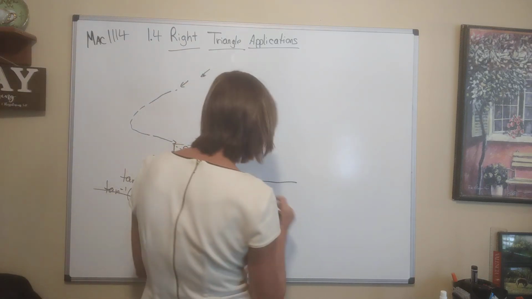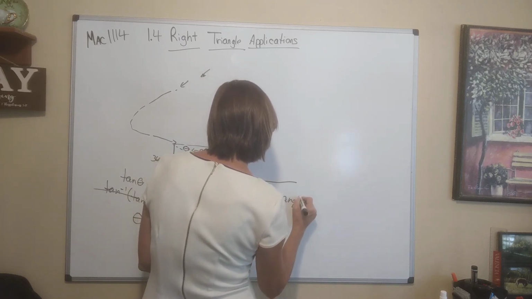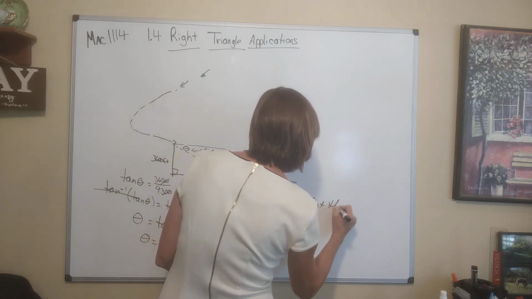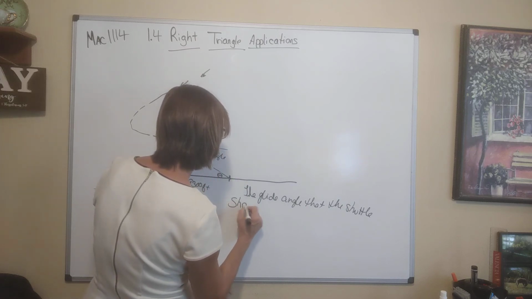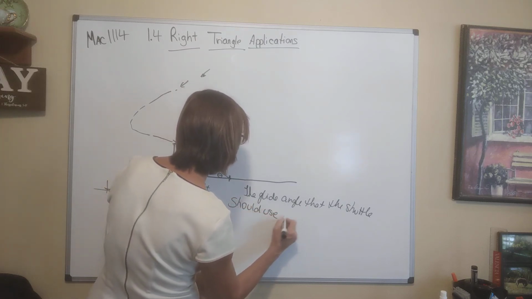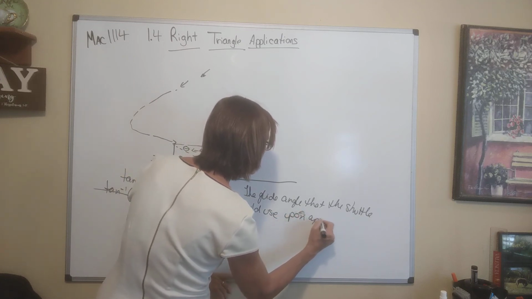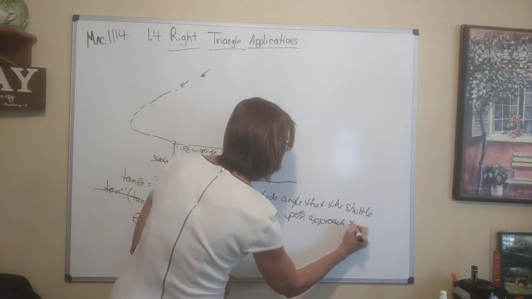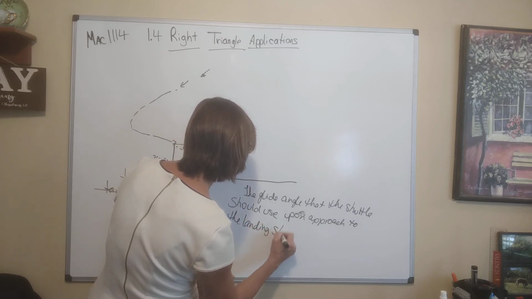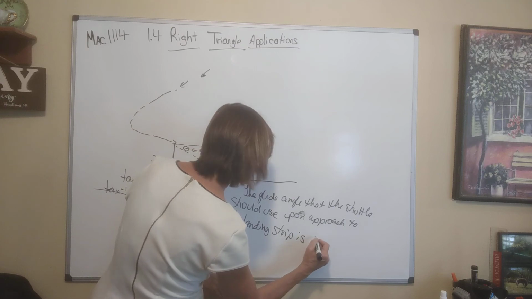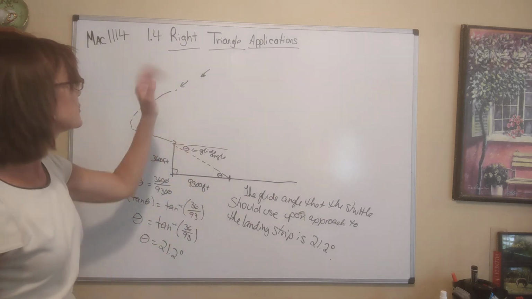We can write a sentence that says the glide angle that the shuttle should use upon approach to the landing strip is 21.2 degrees. All right, there we go. Some right triangle applications.